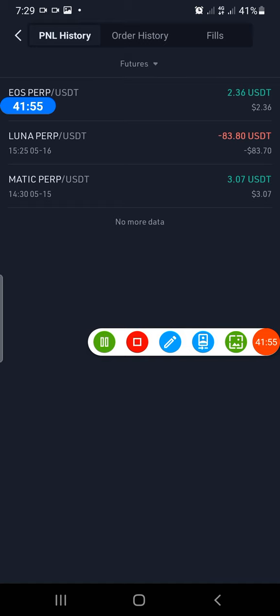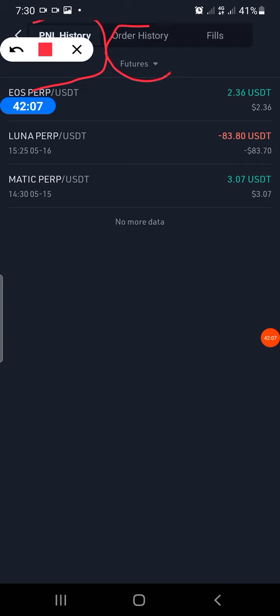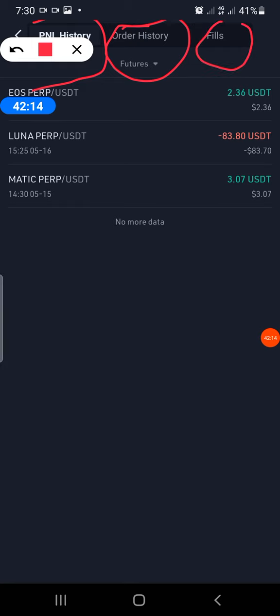These are some recent profits so far. This is where you see your profit, in this column here. This one will show you your order history, all your order histories. Then this one will show you your fee, and how your order got filled.